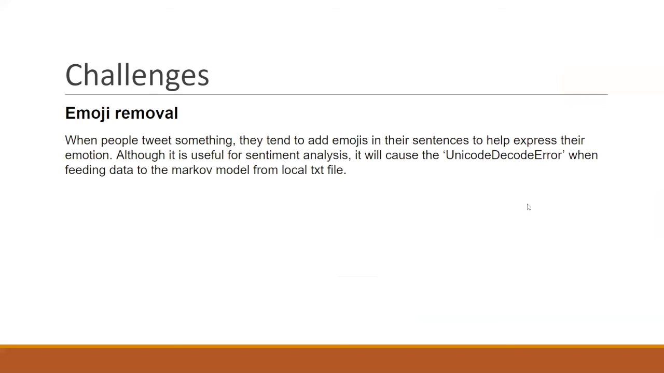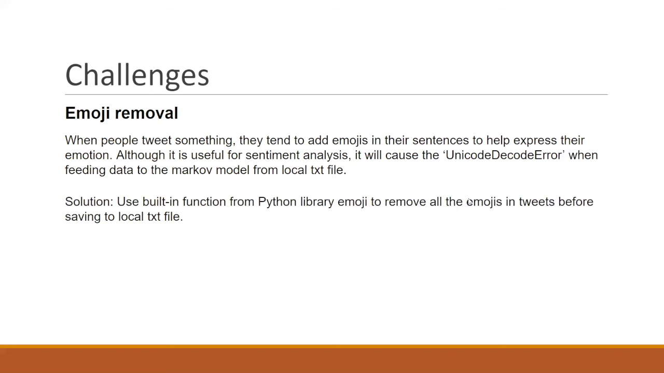And we've encountered two challenges. The first one is emoji removal. When people tweet something, they tend to add emojis in their sentences to help express their emotion. Although it's useful for sentiment analysis, it will cause the Unicode decode error when feeding data to the Markov model from local text file. The solution is to use built-in function from Python library emoji to remove all emojis in tweets before saving to the local file.